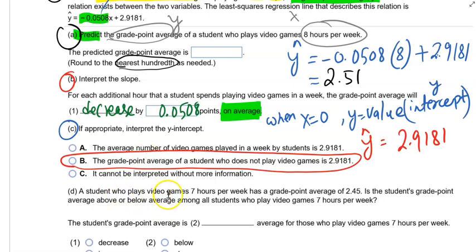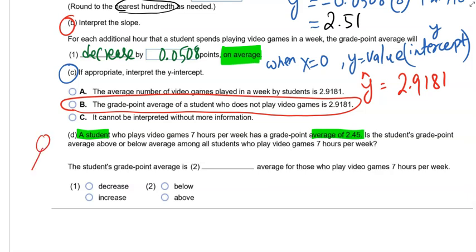All students who play video games 7 hours per week have a GPA of 2.45. Remember that this is the GPA of a particular student who plays video games, 2.45. Let's say these are the other students, and this is the particular student. Okay? And his or her GPA is 2.45. But on average, what is the GPA of all students who play 7 hours per week? You have to find it, and you have to check whether it is above or below the average.